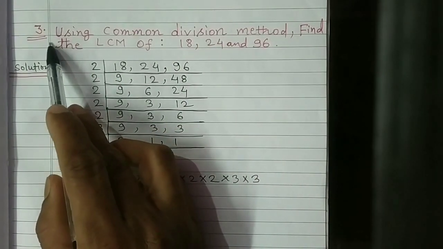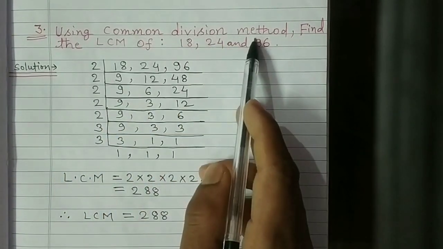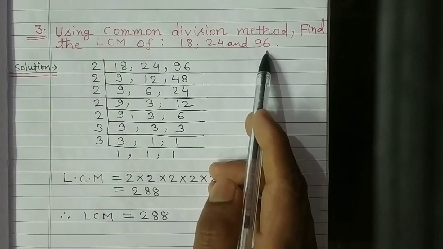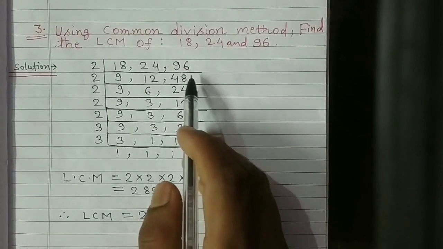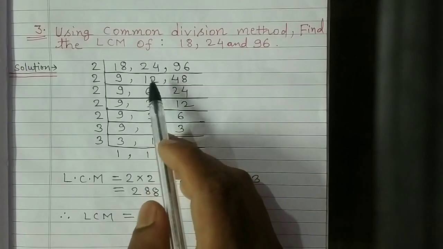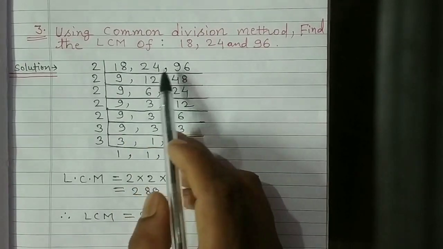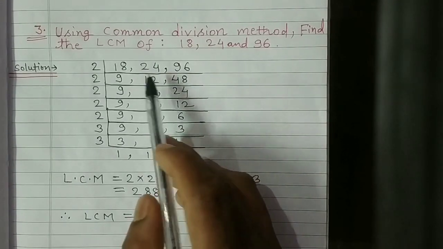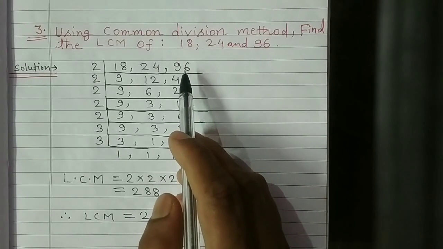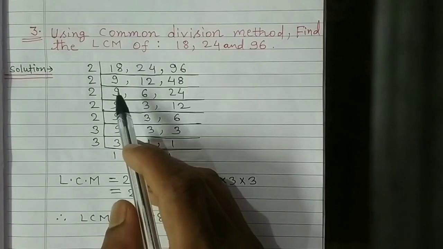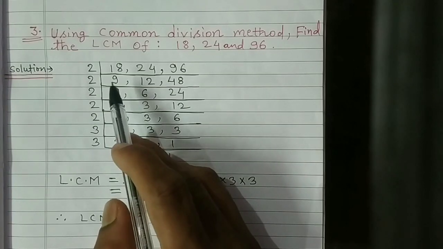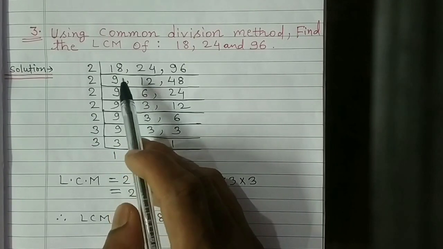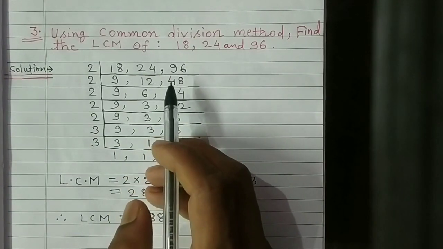The question is, using the common division method, find the LCM of 18, 24 and 96. So what we are going to do is write these numbers 18, 24 and 96, and start dividing them by prime numbers. But we have to start with the first prime number, and see if it will divide any of these numbers.